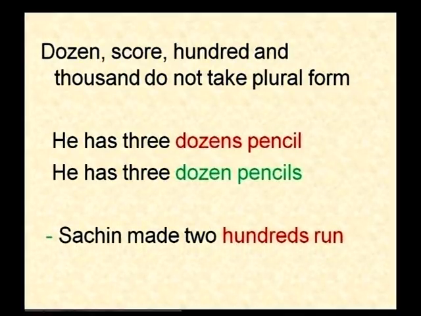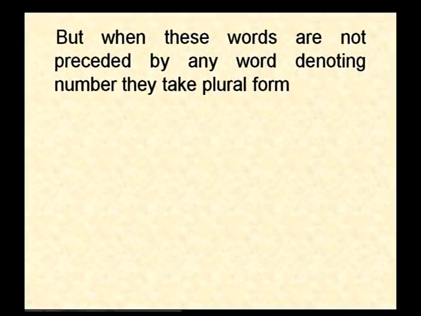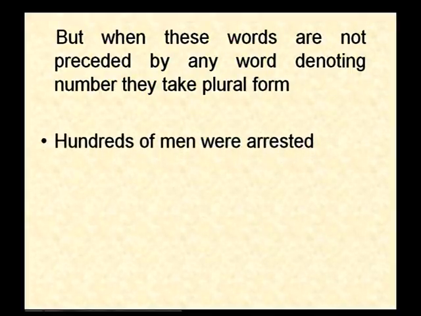Sachin made 200s run. That is wrong. You cannot make hundreds plural. You say Sachin made 200 runs. Now let us look at another example. When these words are not preceded by any word showing number, they take plural form. For example, you say hundreds of men were arrested. You want to say that many men were arrested. You say hundreds of men were arrested.